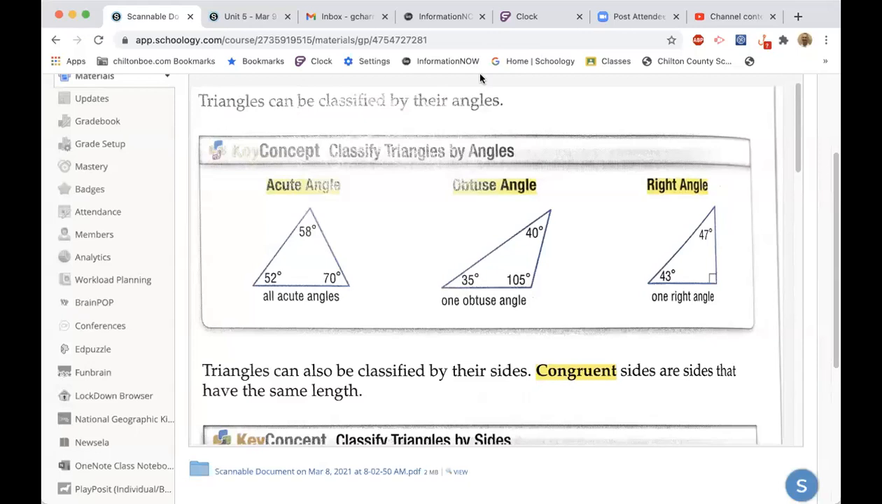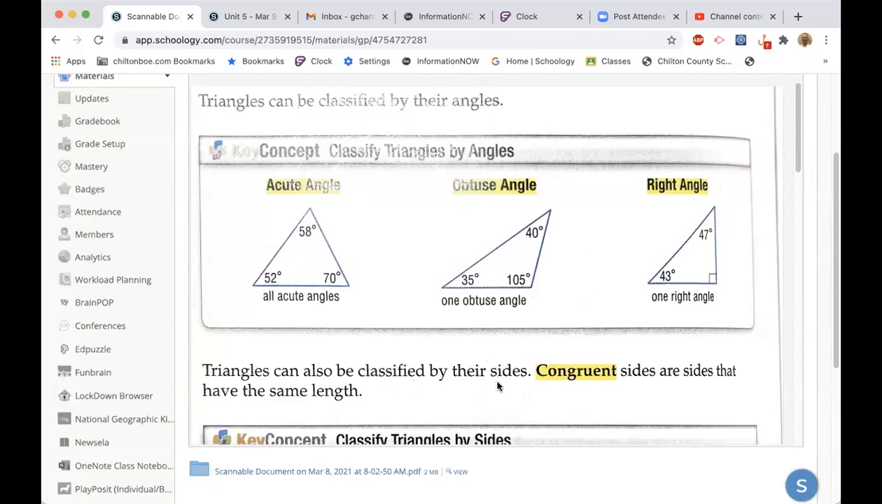Let's review classifying triangles. If you have all acute angles, which are angles less than 90 degrees, you have an acute triangle. If you have one obtuse angle, which is an angle greater than 90 degrees, you have an obtuse triangle. And if you have one right angle, which is 90 degrees exactly, you have a right triangle.